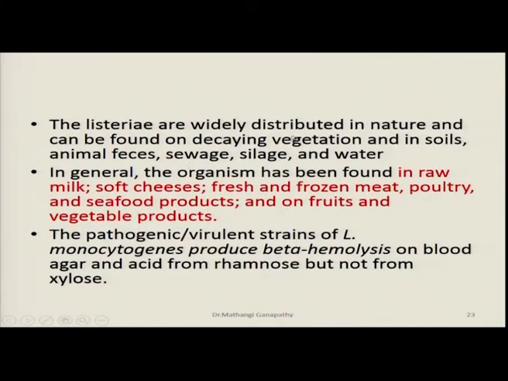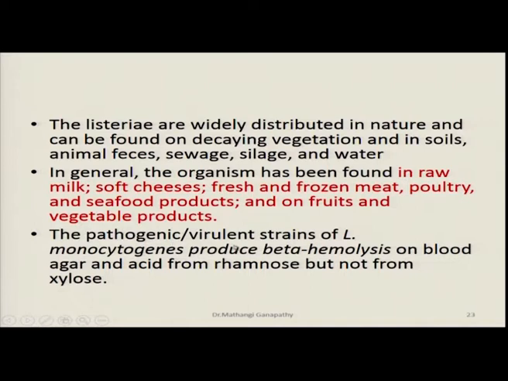Where do they occur? The Listeriae occur in nature. They can be found in decaying vegetation, in soil, in animal feces, sewage, silage and water. So, in general, if you look into the foodborne contamination aspect, it is seen in raw milk, soft cheese, frozen and fresh meat, poultry, seafood products and on fruits and vegetable products. So, any of these can be a source of infection to human beings.